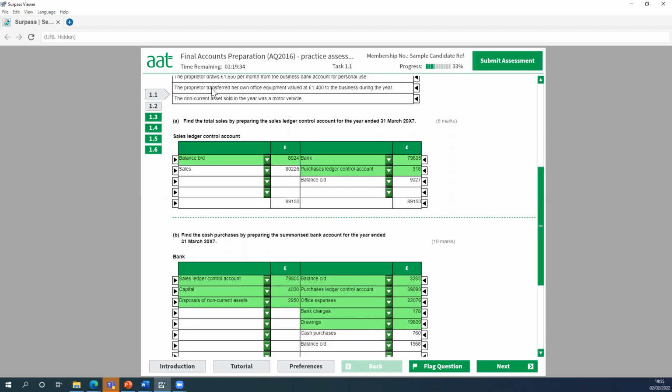The proprietor transferred their own office equipment value to the business during the year. Well, that's just equipment and capital, isn't it, really? So it doesn't affect the bank account. And then it just tells us a non-current asset was a motor vehicle, so it doesn't affect anything else.